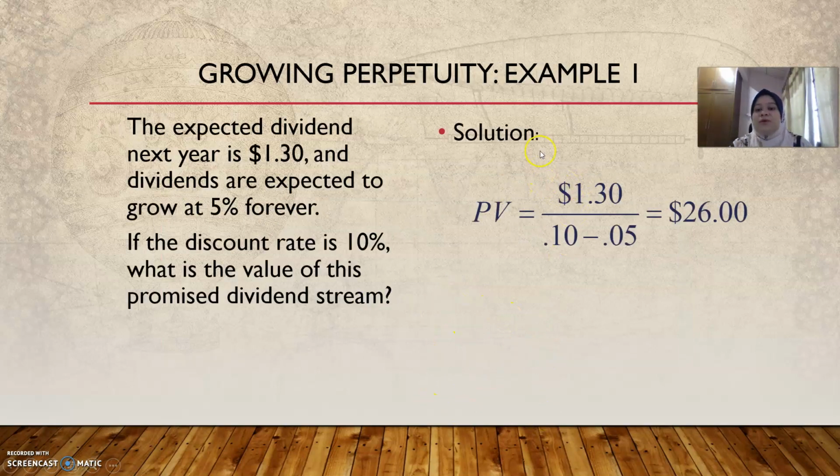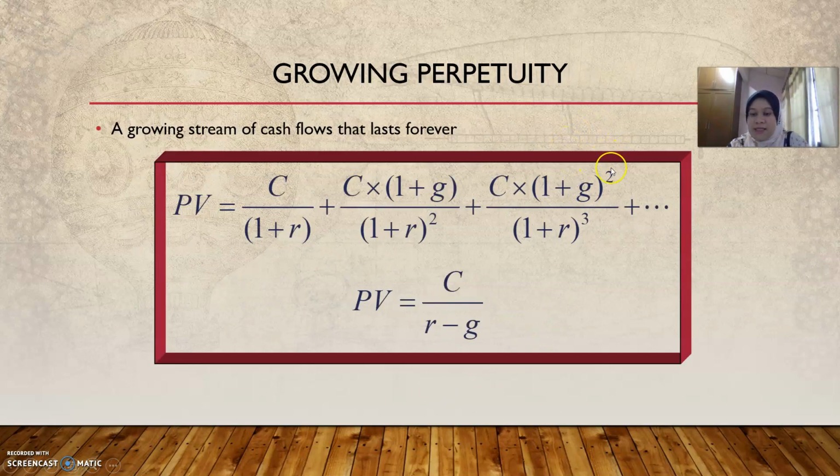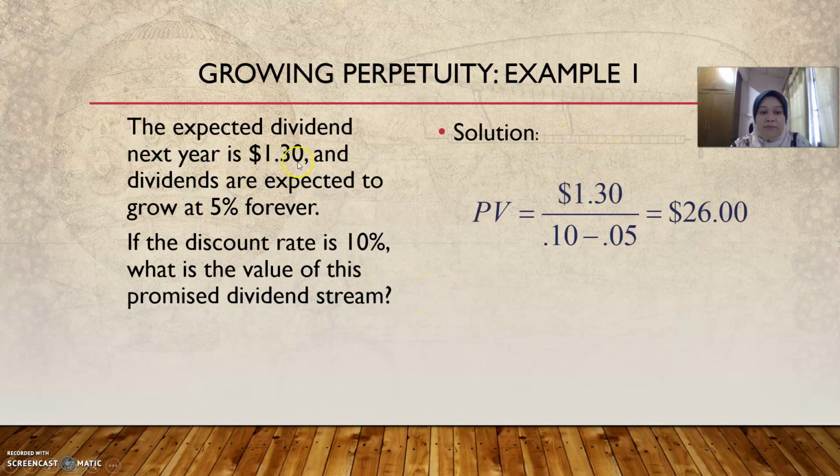The C here is RM1.30 because it is the annual payment that you will receive. RM1.30 divided by R, the interest rate of 10%, minus the growth G of 5%. Solving inside, 0.10 minus 0.05, you will get 5%. RM1.30 divided by 0.05, you're going to get $26. So that's how you solve the growing perpetuity.